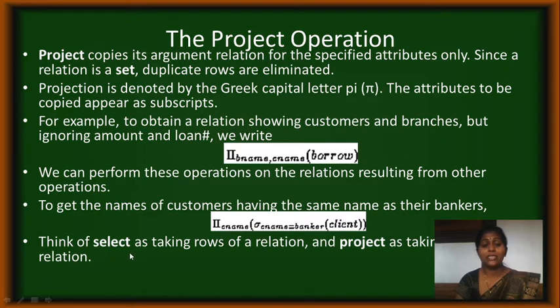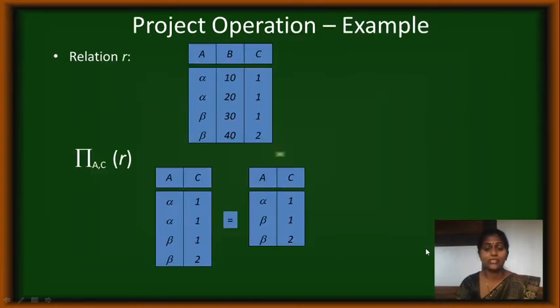So think of select as working on the rows of a relation, and project is nothing but columns. Yes, as I have discussed. Let us see an example for project. Here the relation is small r. If I write project A comma C on r, what does it retrieve? R consists of how many columns? 3: A, B, C. But what I am doing here is A and C only, 2, right? So then alpha 1, beta 1, and then beta 2. These are the values I am getting.